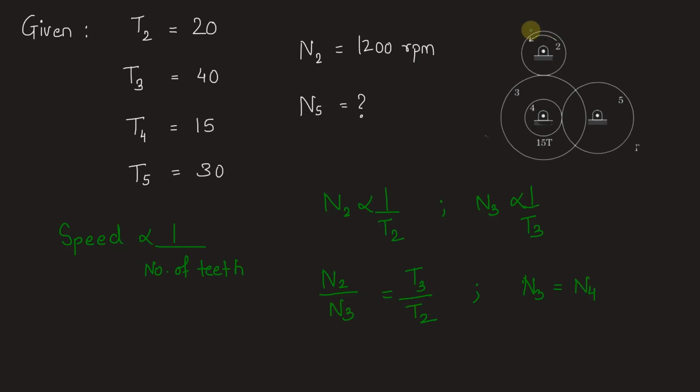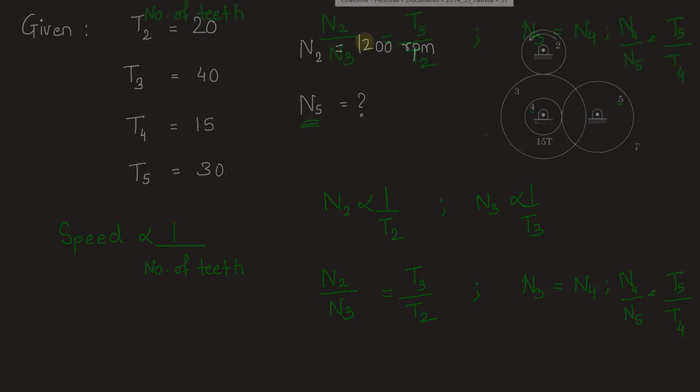As we wrote for gear 2 and gear 3, we can write the same thing for gear 4 and gear 5 because they are also engaged together. So we write the last relationship: N4 by N5. In the numerator, we will have number of teeth of gear 5, and in the denominator, we'll have number of teeth of gear 4. Now, correlating these three relations, we can find out the unknown value of speed of gear 5.